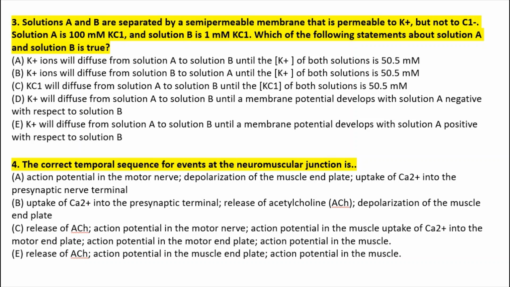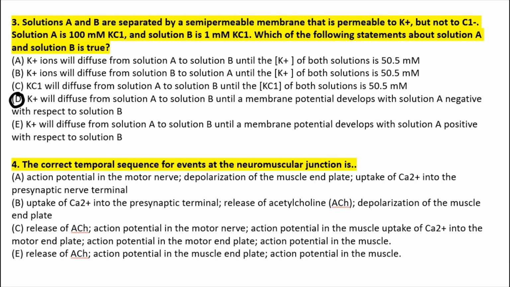A says potassium ions will diffuse from solution A to solution B until the potassium of both solutions is 50.5 millimolar. No. B says potassium ions will diffuse from solution B to solution A until the potassium of both solutions is 50.5 millimolar. No. C says potassium chloride would diffuse from solution A to solution B until the potassium of both solutions is 50.5 millimolar. No. D says potassium will diffuse from solution A to solution B until a membrane potential develops with solution A negative with respect to solution B. So the answer here is D. This is the answer.